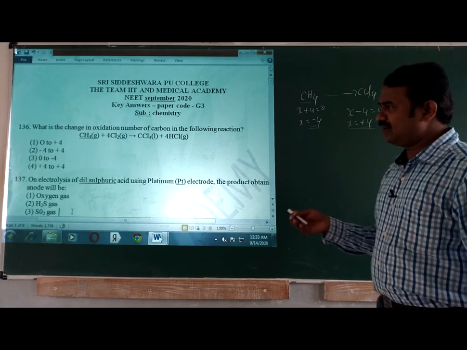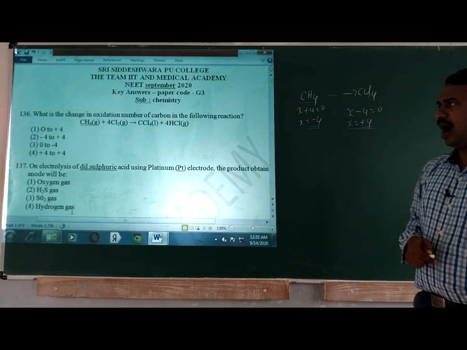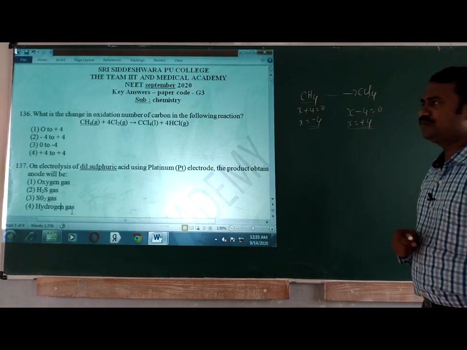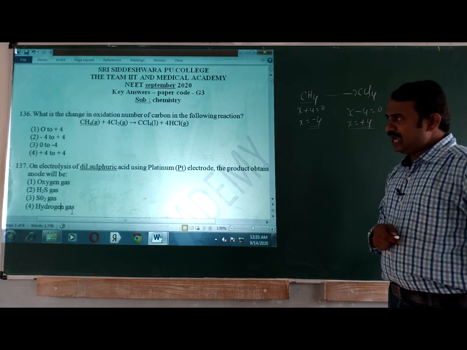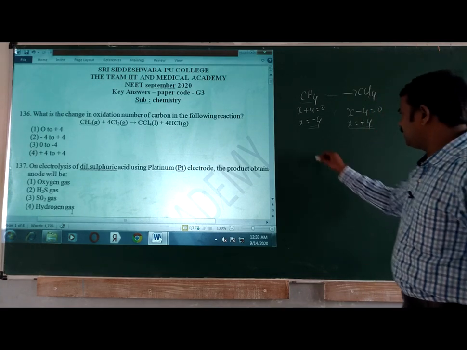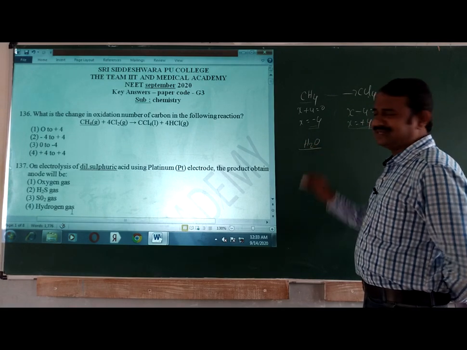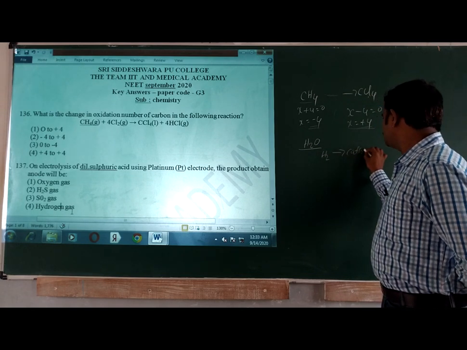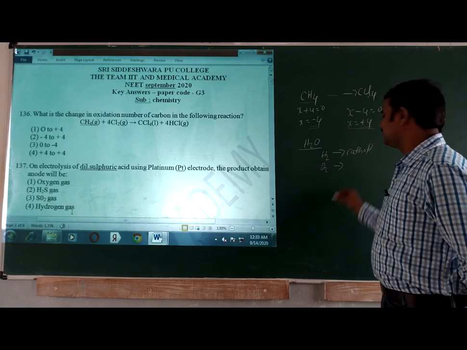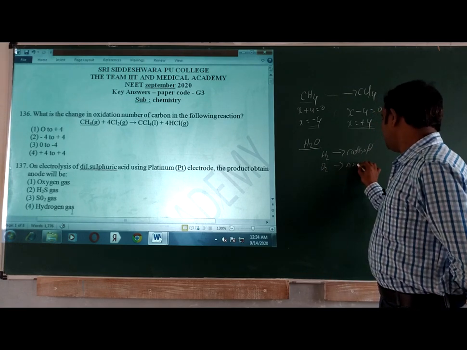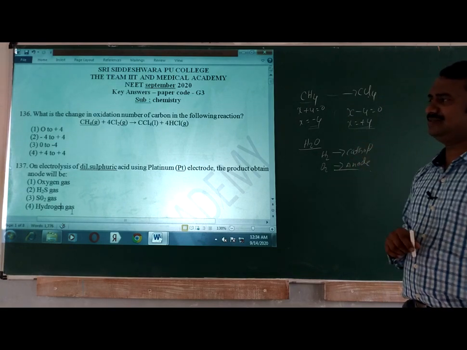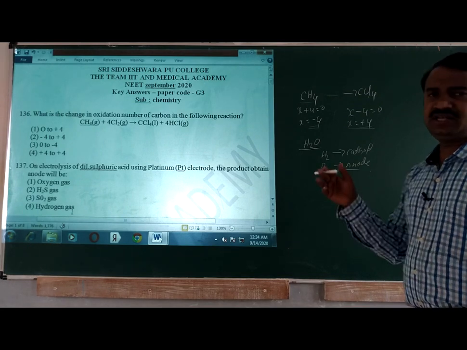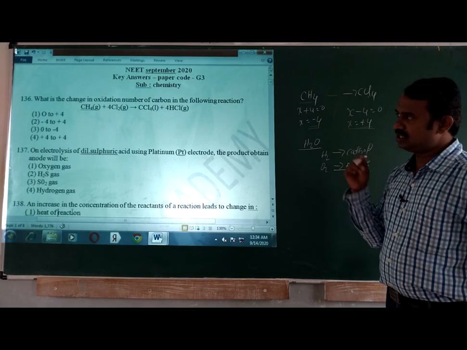Second one, the 137th question. On electrolysis of dilute sulfuric acid using platinum electrode, the product obtained at the anode will be. Here we are using dilute sulfuric acid, which contains water. The water acts as hydrogen at the cathode and oxygen at the anode. Here the options are oxygen gas, H2S and sulfur dioxide, and hydrogen gas. The answer is oxygen gas. That is one of the important ones.